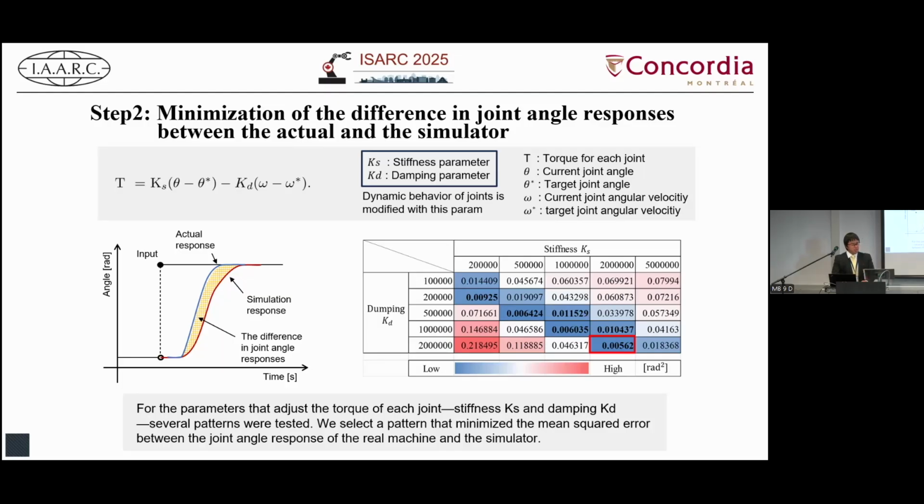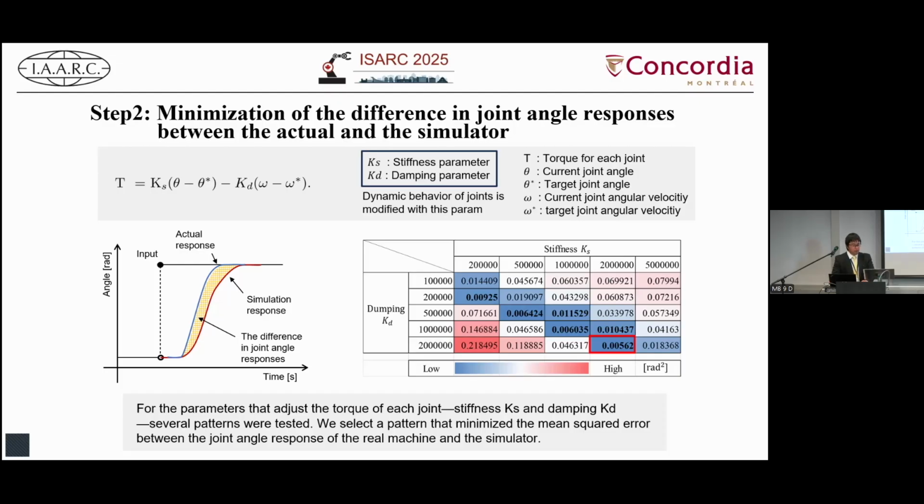Next, we adjust some parameters for minimization of the difference in joint angle response between the actual and the simulator. So here is the formula for controlling the torque for each joint in simulation. And we can change the joint moving behavior with stiffness and damping parameters. You can see this formula.